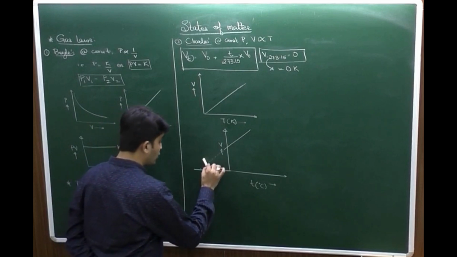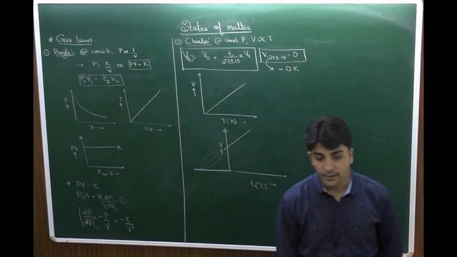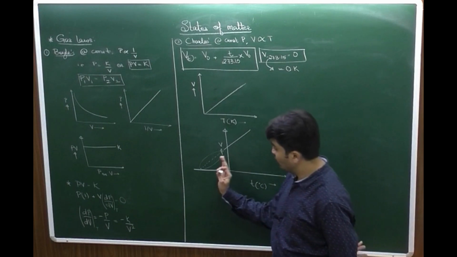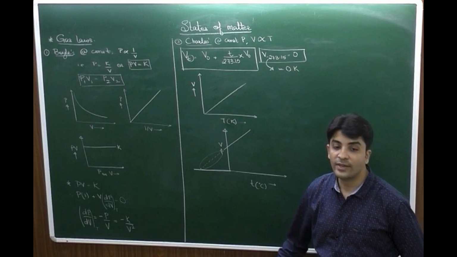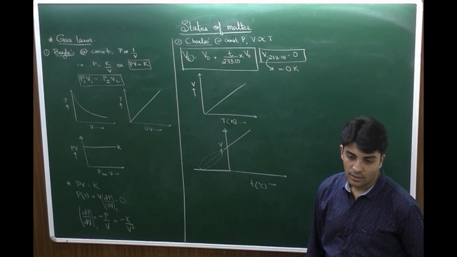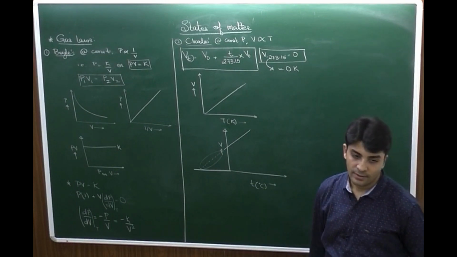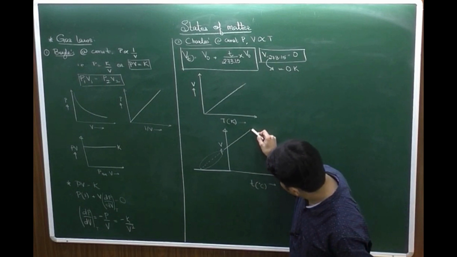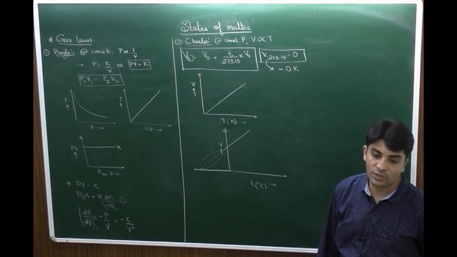Now they also ask you why dotted lines are drawn in this graph. The dotted lines are because at the lower temperature, the gas molecules are getting liquefied or solidified. The behavior is no longer similar to gas molecules. So here the behavior can't be predicted. That is why there will be the relation of V proportional to T only under a certain range of temperature.